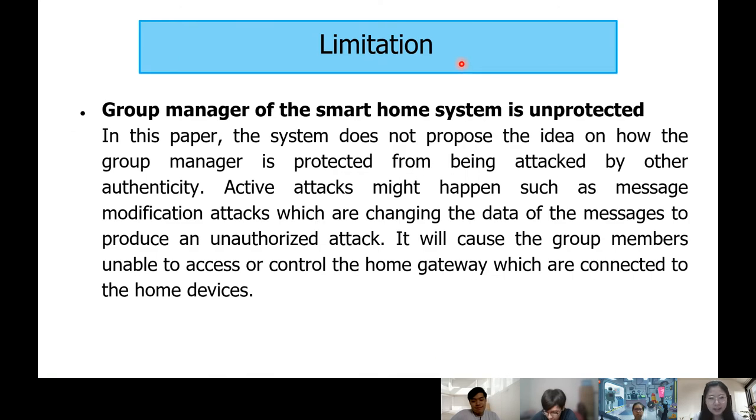All right, I'll explain the limitations of the smart home system. Basically, the smart home system also has its cons. The first one is that the group manager of the smart home system is actually unprotected. In this paper, the system does not propose how the group manager is protected from being attacked by other authorities. Active attacks might happen, such as message modification attacks, which change the data of the messages to produce an unauthorized attack. This will cause the group members to be unable to access or control the home gateway, which is connected to the home devices.